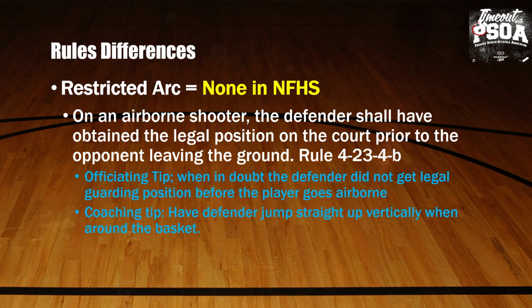So officiating tip when it comes to this play: when in doubt, the defender did not get legal guarding position before the player goes airborne. They have to be there well before that airborne shooter goes in the air. And then coaching tip, coaches, have your defender jump straight up vertically when they're around the basket. Now you're not leaving the judgment up to that official: did they get to that legal guarding position before they go airborne? To take out all of that judgment, coach your players to jump straight up, because if they jump straight up vertically, you don't have to worry about this 4-23-4b rule.